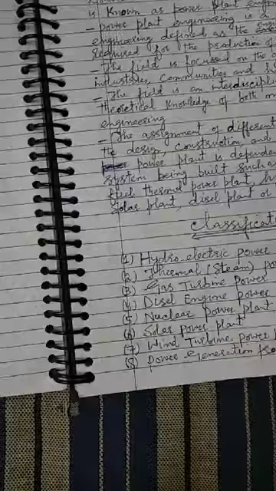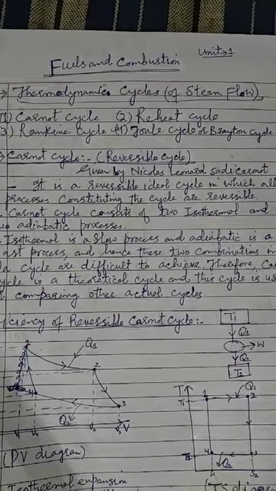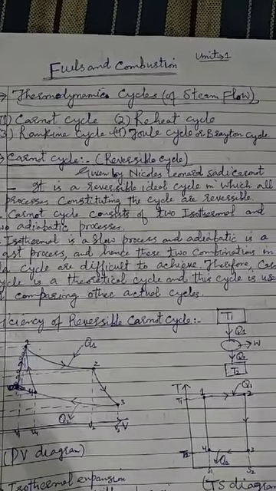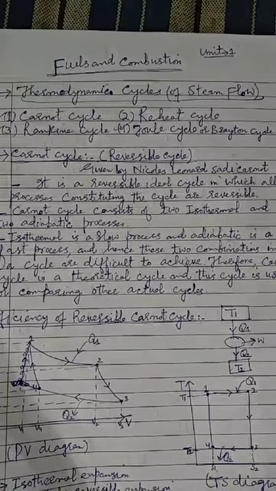So let us move on to the first unit. The first unit is fuel and combustion. In fuel and combustion, you have to understand two things. First is cycles, and the second is fuels.